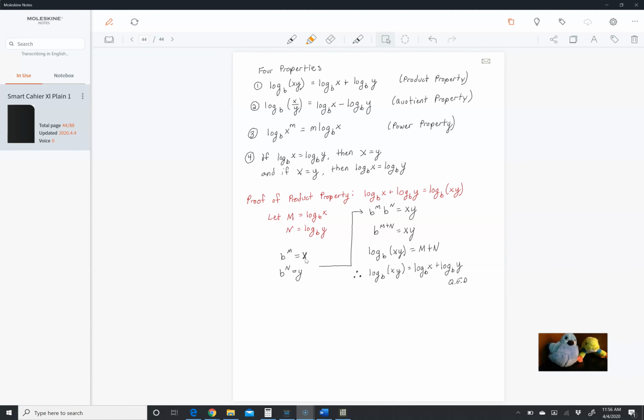We're done. Okay, so let's just go through and write out what we did here. So we had our let statement, okay? Then we put our logs in exponential form. Okay, from there, what we did is we took these and we multiplied them. So we multiplied x and y.